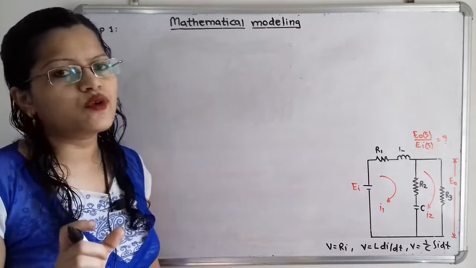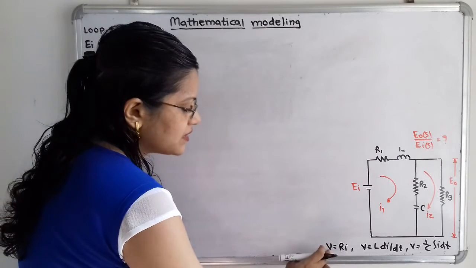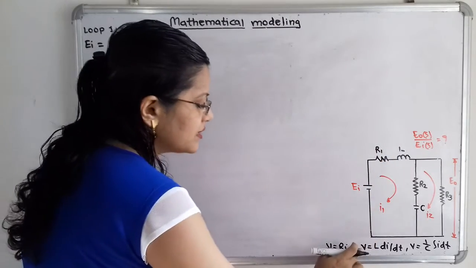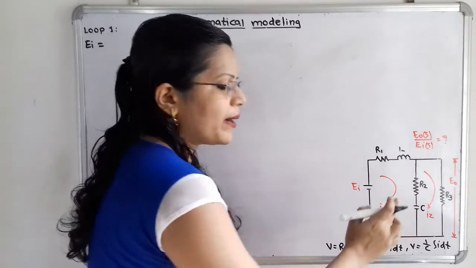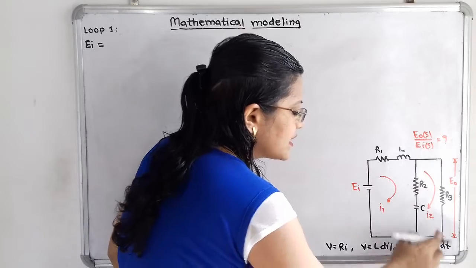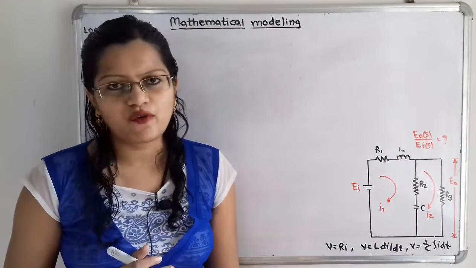So these three formulas are important. Voltage V in terms of a resistor is V equals Ri. In terms of an inductor, V equals L di by dt. And in terms of a capacitor, V equals 1 by C integration of i dt. So please note down these three important formulas.